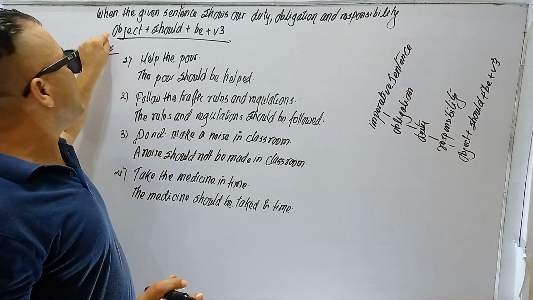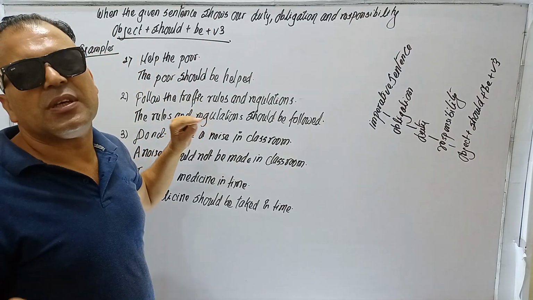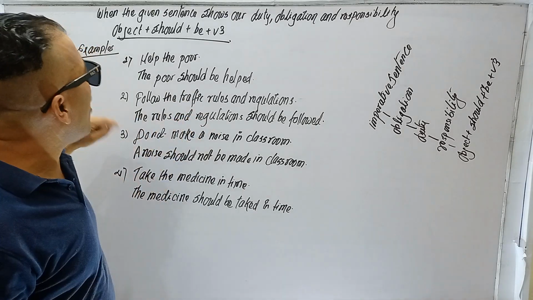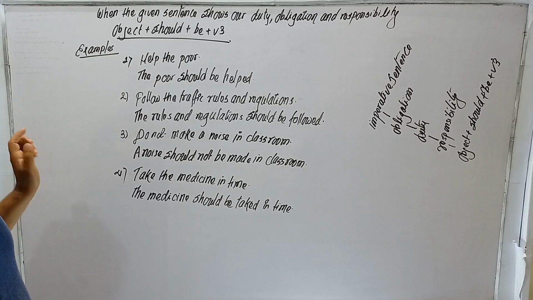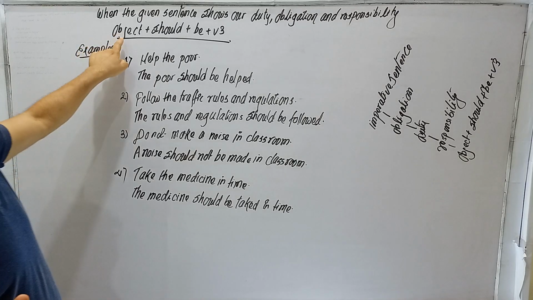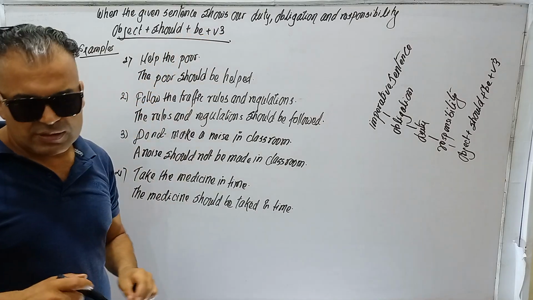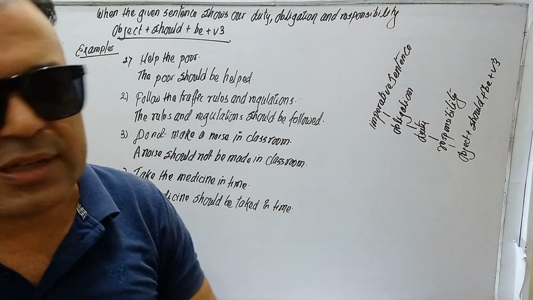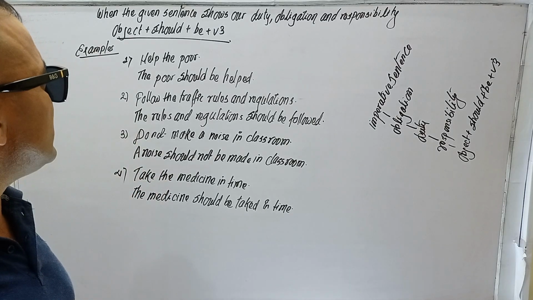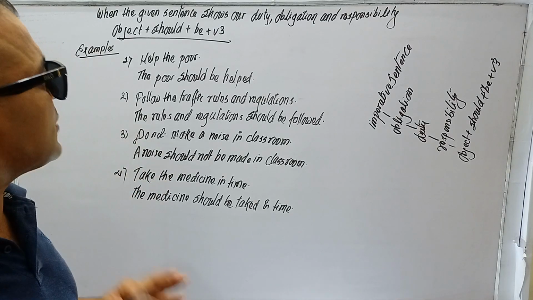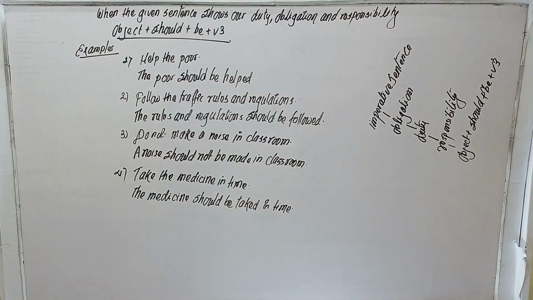We never use let plus object plus be plus P3 here; we only use object plus should plus be plus P3. This is the condition in which we use the passive voice in imperative sentences, especially when it represents duty, obligation, and responsibility.